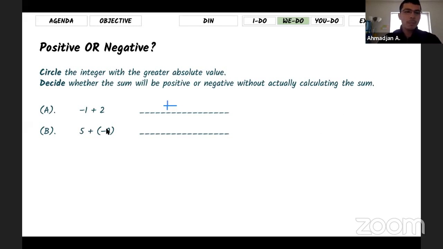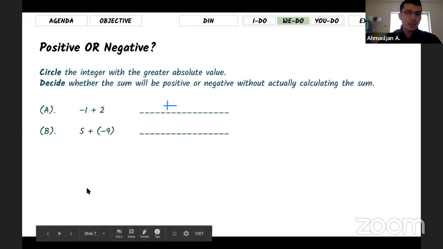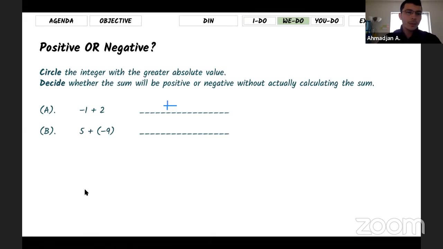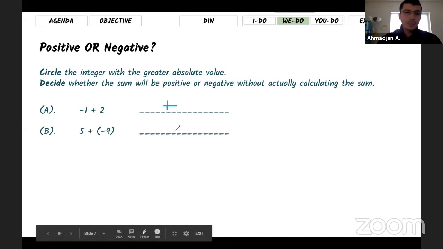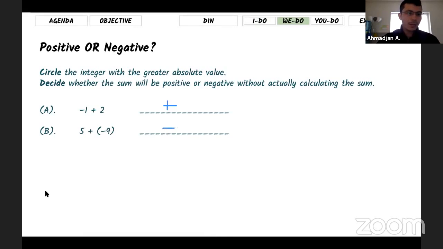So yes, it is negative because my big number is 9. 5 is smaller than 9, and the sign of the 9 is negative. So that's why the result is negative. Thank you. So if you're ready, oops, I'm saying negative and I'm trying to put the positive. My bad. Okay, next problem.